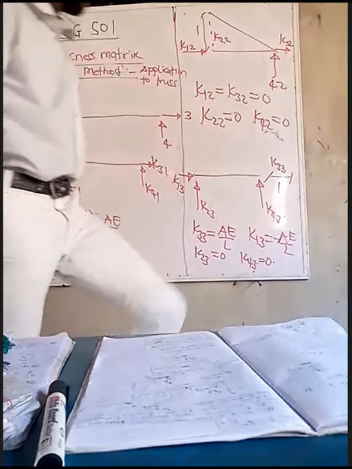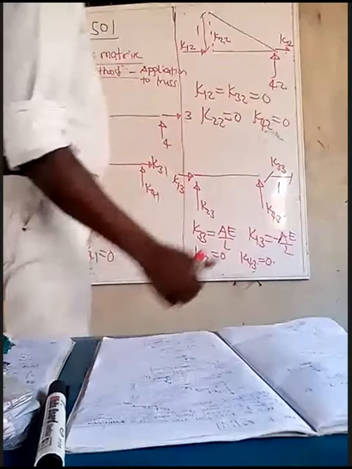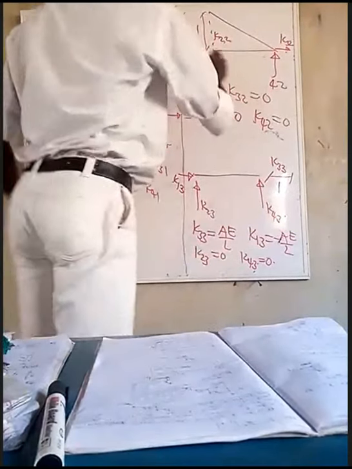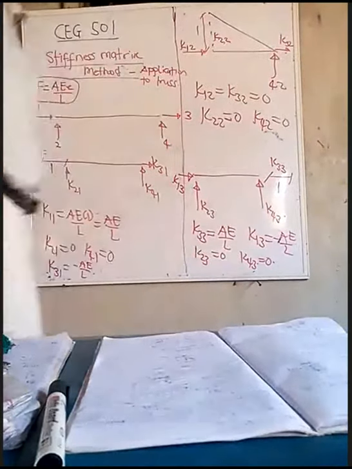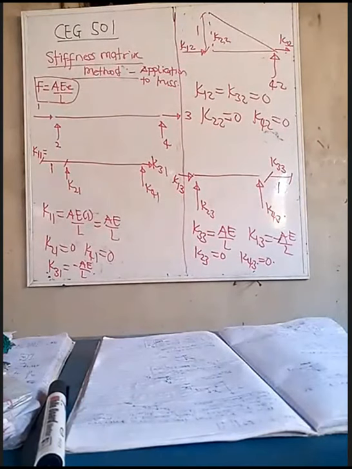So now, if we apply a unit displacement at 4, every one of them will be 0, 0, 0, 0, 0. So I won't do that. We just form a matrix now.